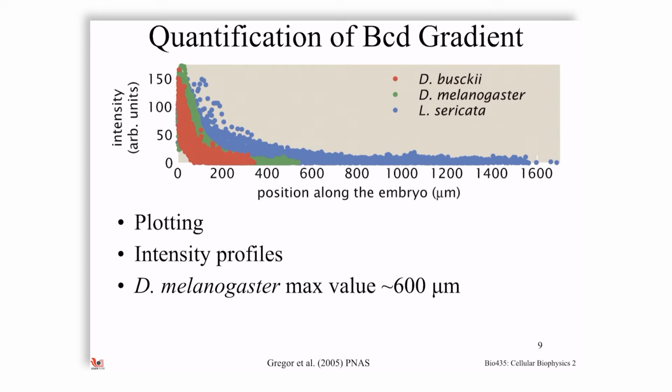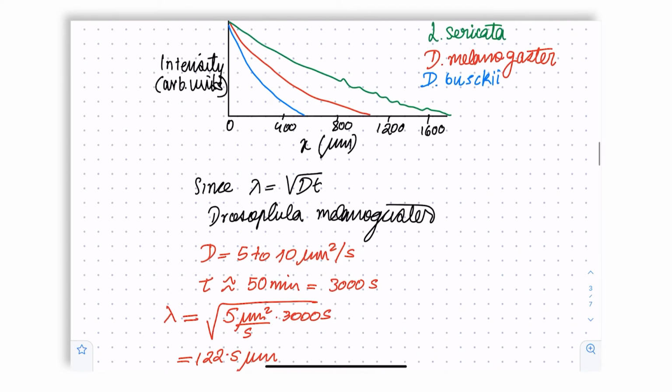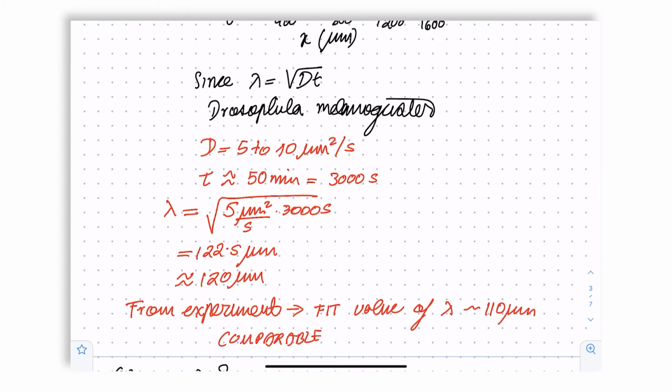When you do that, you find that the intensity profiles of the Drosophila melanogaster reach a maximum length of about 600 microns, and its half maximum is somewhere closer to the left, because it's an exponential decay. We're going to see if what we have calculated earlier has any connection to this. Since lambda is equal to the square root of D tau, from the characteristic length scale, let's plug in some numbers. We take for Drosophila melanogaster a diffusion coefficient of proteins of between 5 and 10 micrometers squared per second. We take tau, the lifetime, to be about 50 minutes, which is 3000 seconds, and we end up with about 122.5 micrometers, which is approximately 120 micrometers.